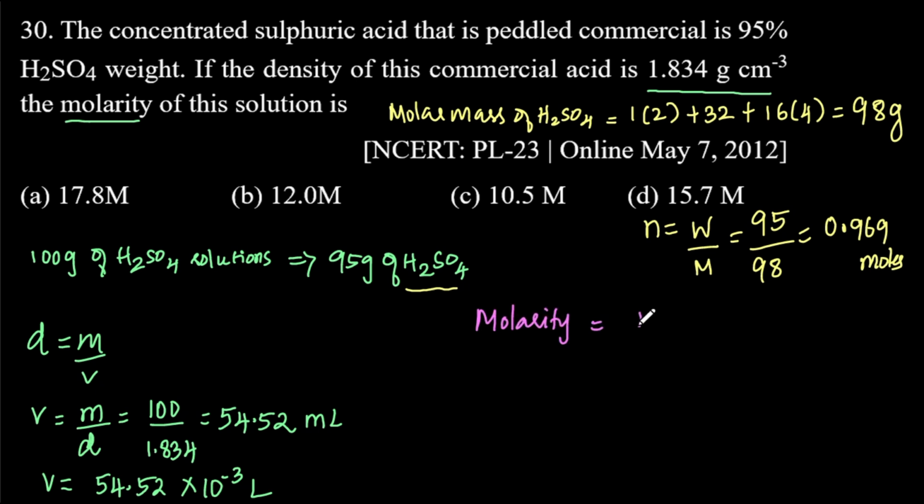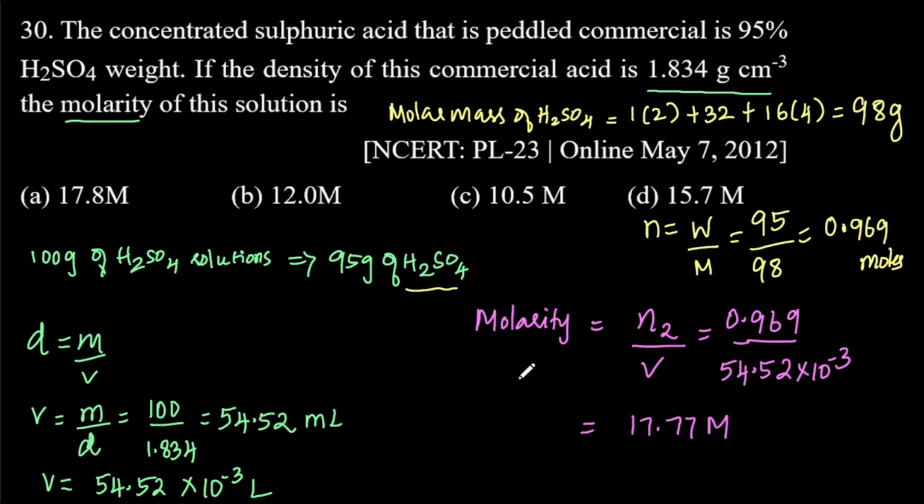Molarity is equal to number of moles of the solute divided by volume of the solution in liter. So the number of moles of solute is 0.969 and the volume of the solution is 54.52 into 10 power minus 3. So when you solve this, you will get the answer 17.77 capital M. So the answer is option A, 17.8 M.